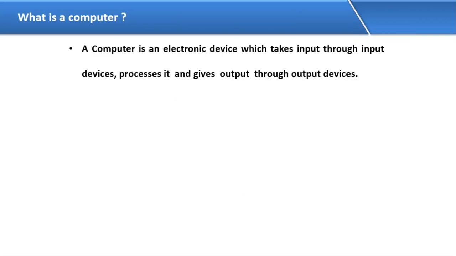A computer is an electronic device. What is the use of a computer? It does the process. It takes the input by using our input devices, does the process, and gives the output by using output devices. Input devices we have are keyboard and mouse. Output devices are this screen, this projector, our monitor screen. That is the basic thing about the computer.